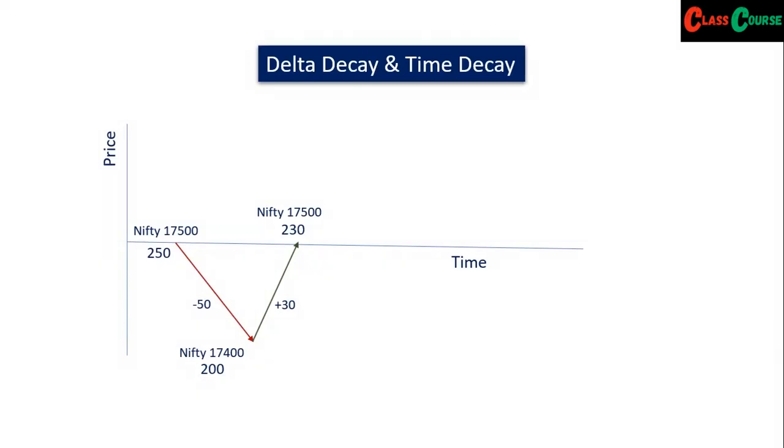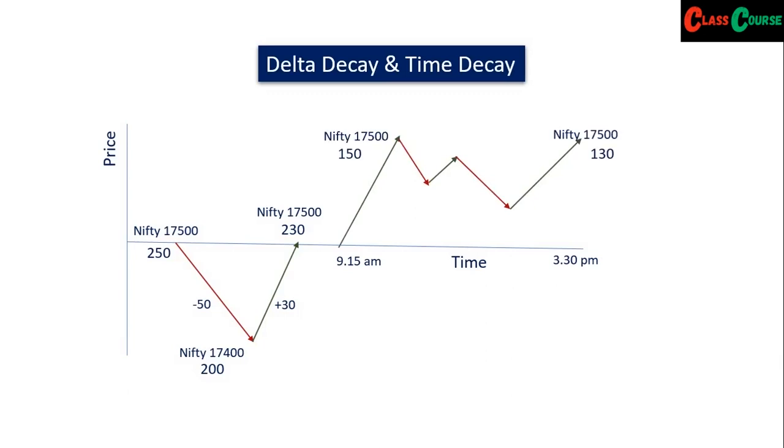So now coming to the time decay part. When it comes to time decay, we have the market from 9:15 a.m. to 3:30 p.m., right? We have no doubt in that. The market opened at 9:15 and went up to 17,500. At that time the premium was 150, but when the market closed again at 17,500 at 3:30 p.m., the premium value is now only 130. This is called time decay, which means the market has passed one day.